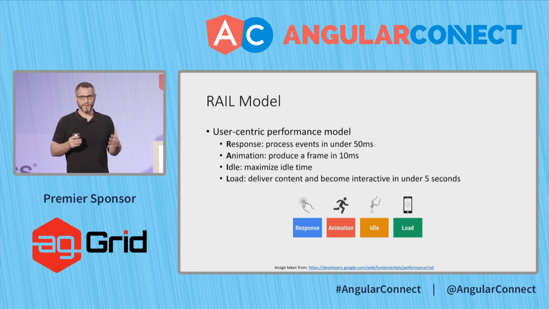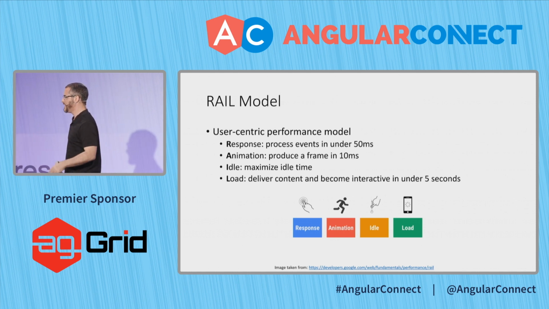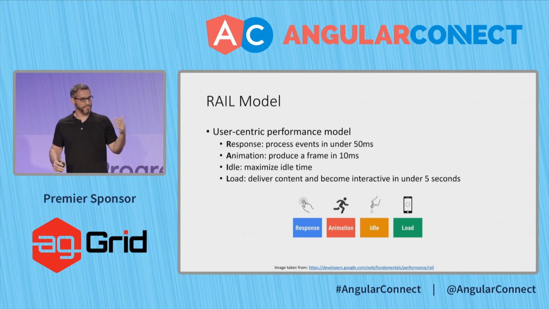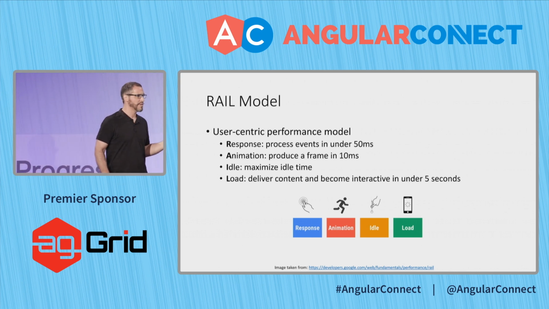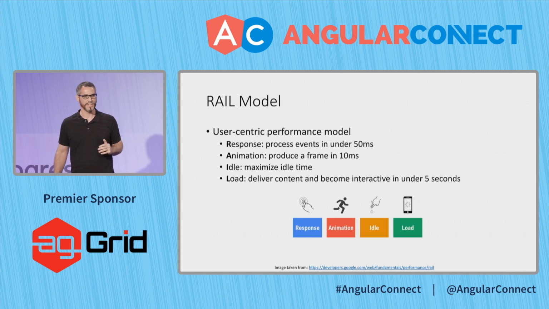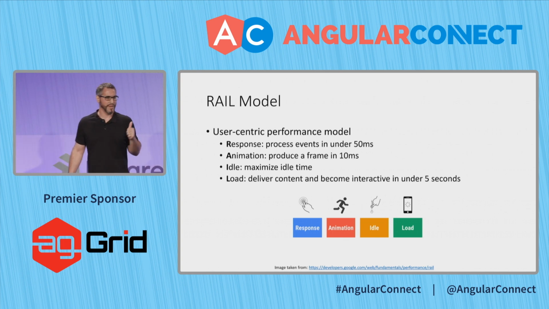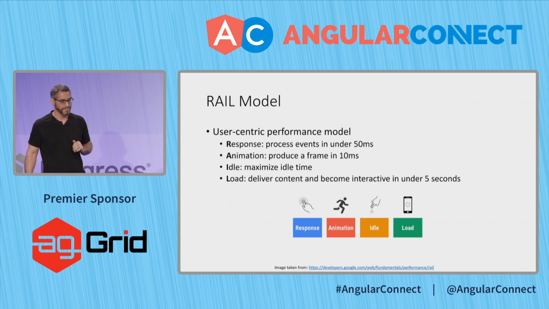Now, when you start working on your application, start thinking about the RAIL model. What is the RAIL model? It's a user-centric performance model. RAIL means response. Each and every event should be responded to in below 50 milliseconds. Animation. You should produce the next frame in 10 milliseconds. If you're going more than 10 milliseconds, you're doing wrong things.